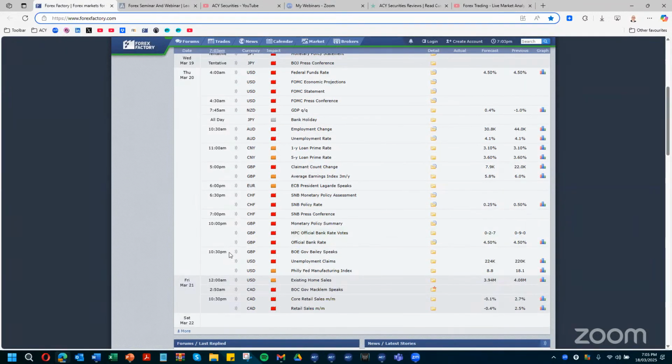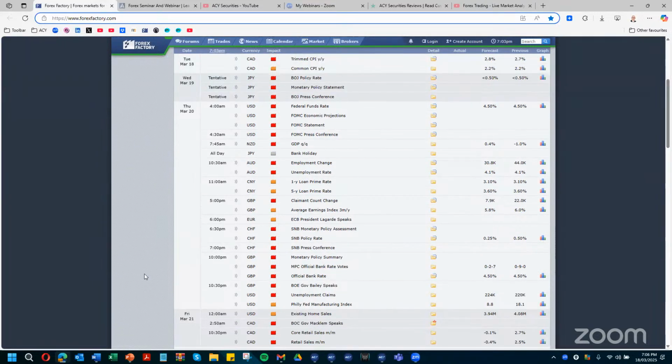Okay. So it's going to be volatile at that time with pound crosses. 10:30 p.m. with the Bank of England Governor Bailey speaking after that interest rate decision. US unemployment claims at 10:30 p.m. also. And then moving into Friday, 2:50 in the morning, Bank of Canada Governor Macklem speaks. 10:30 p.m. then in the evening, core retail sales and retail sales for Canada.